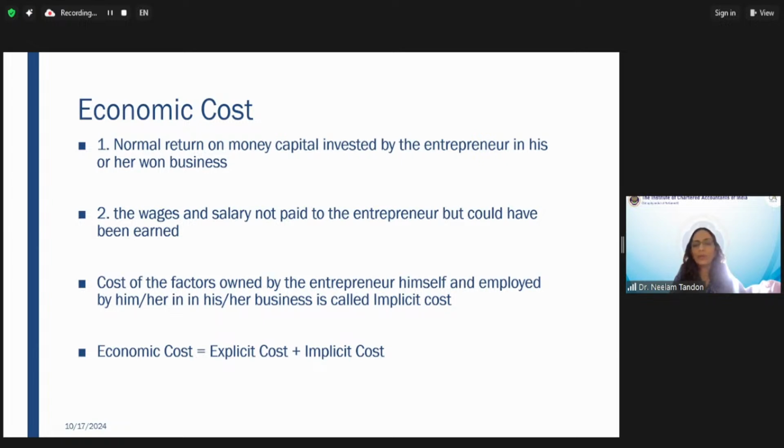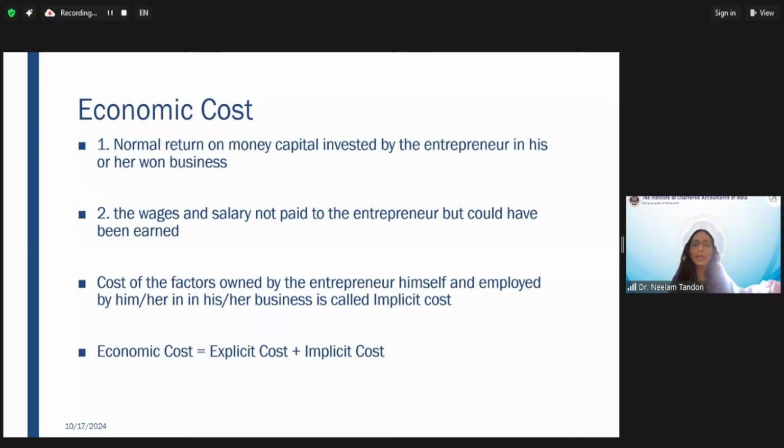As an accountant, you will never report it, but as an economist, you will always take care of that. Okay, so that's the implicit cost. So the normal return on money capital, जितना भी आपने investment किया, उसपे how much return you will get is based on two components: explicit cost and implicit cost. If you simply calculate your return on investments by taking explicit cost, then you are getting wrong information.